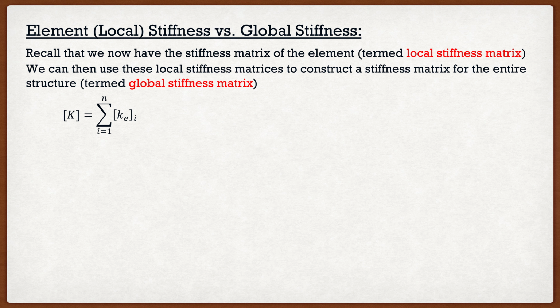So our global stiffness matrix, which I call big K, is simply going to be a collection of our local stiffness matrices, KE. If you look in textbooks, they may call these stiffness matrices a different thing. This is just how I personally call it.